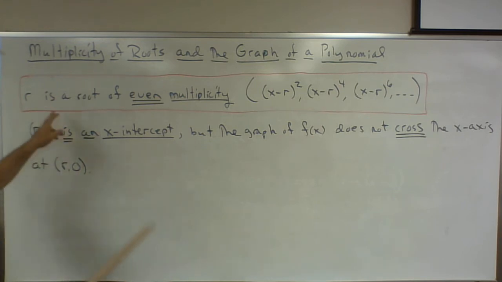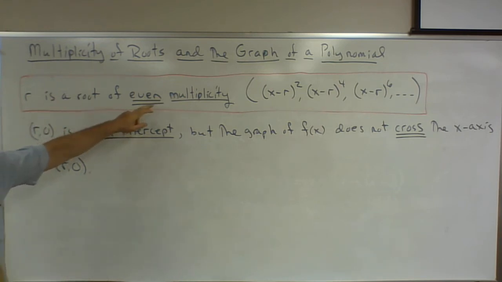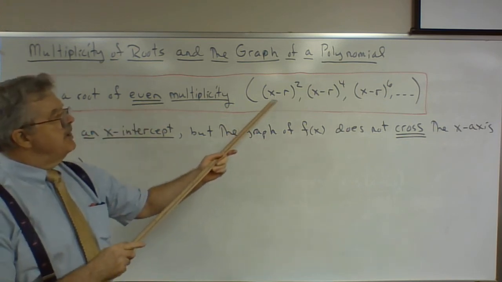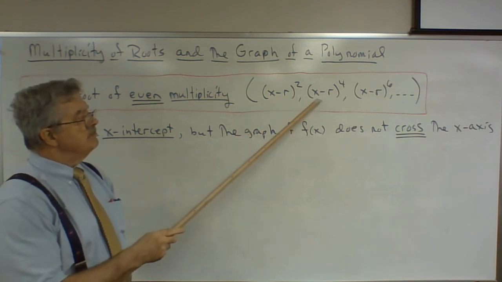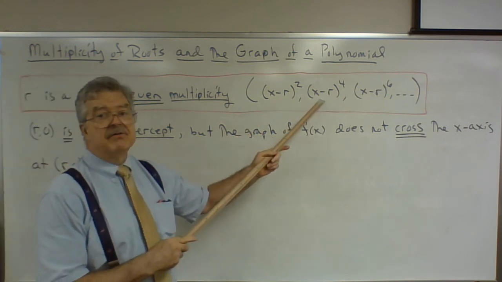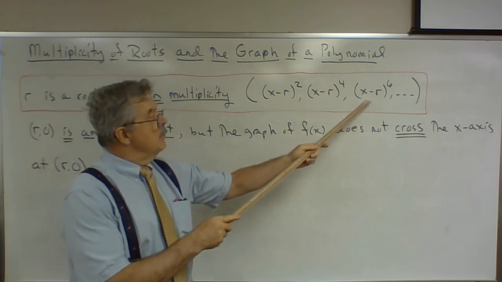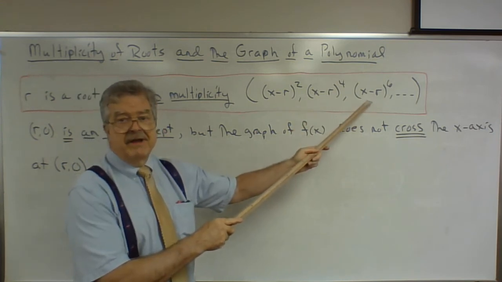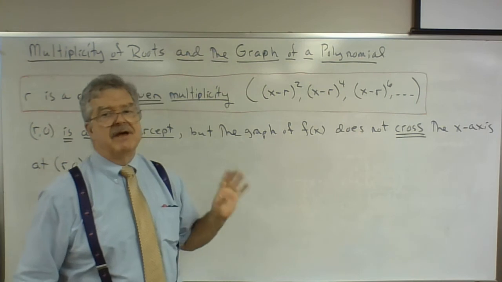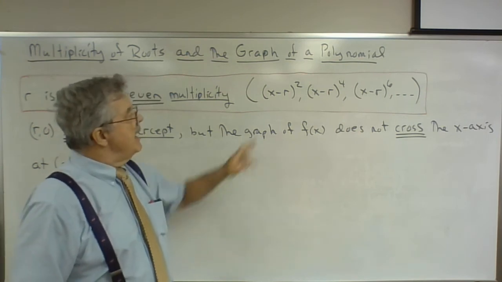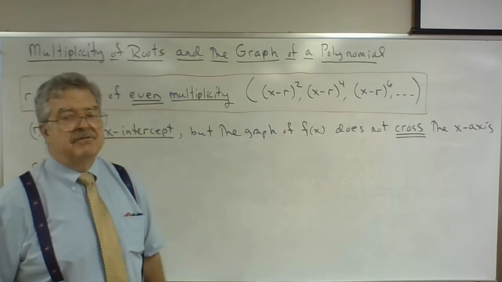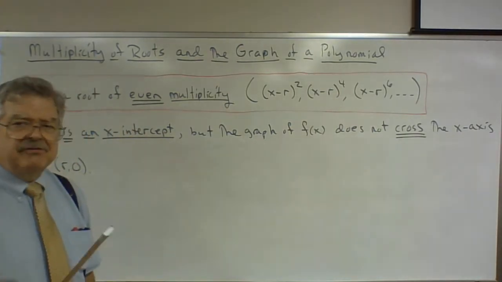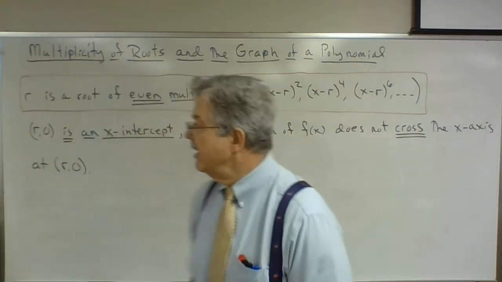Our first case: r is a root of even multiplicity. In other words, x minus r occurs as a factor twice, or x minus r occurs as a factor 4 times, or 6 times, etc., etc. x minus r occurs as a factor an even number of times. And it's interesting what happens.